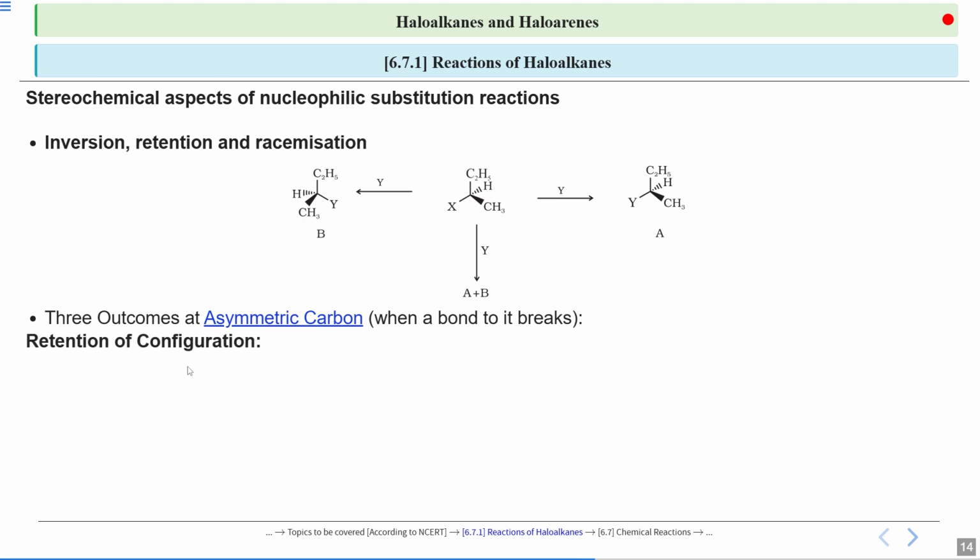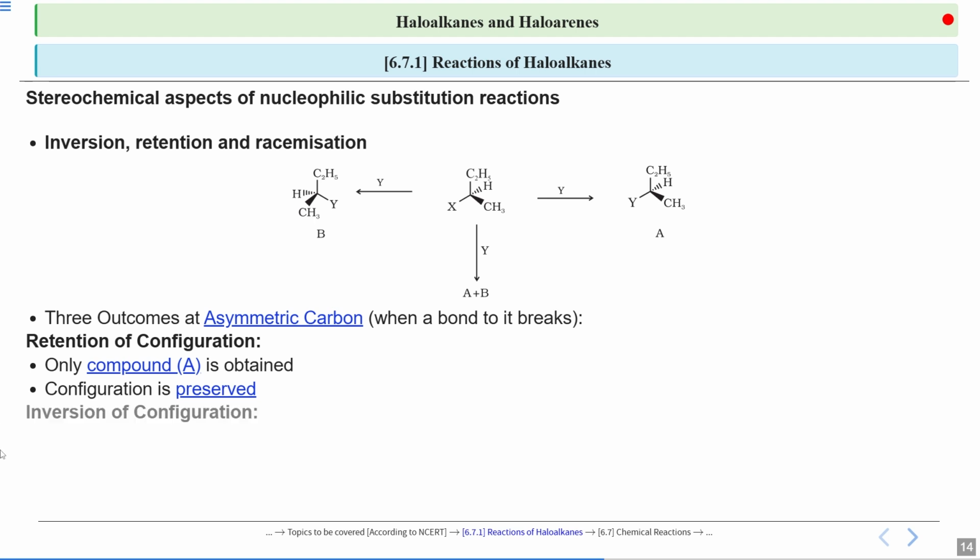First is retention of configuration. Only compound A is obtained after retention of configuration. You can see the configuration around the asymmetric carbon is the same. The general configuration of groups around the asymmetric carbon remains the same in the A product, so only compound A is obtained during retention of configuration. The configuration is preserved in this case.